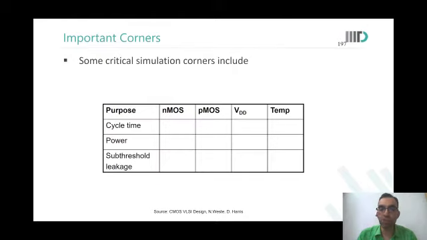And also what you will see is that for some parameters, like timings and delays, putting everything to slow leads to worst case results. But for some other parameters, putting everything to fast would lead to worst case results. And in terms of leakage, it's a mix of slow and fast, because you want high temperature to see worst case leakage.